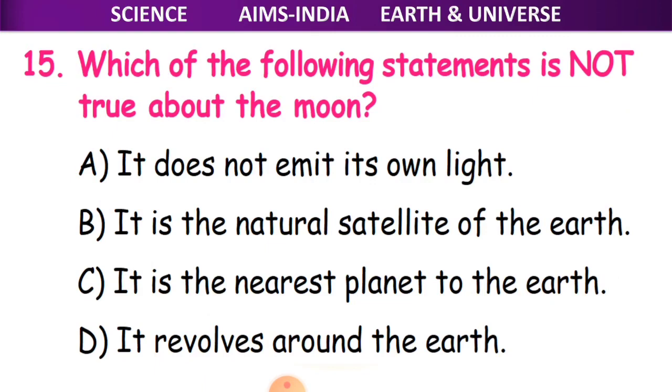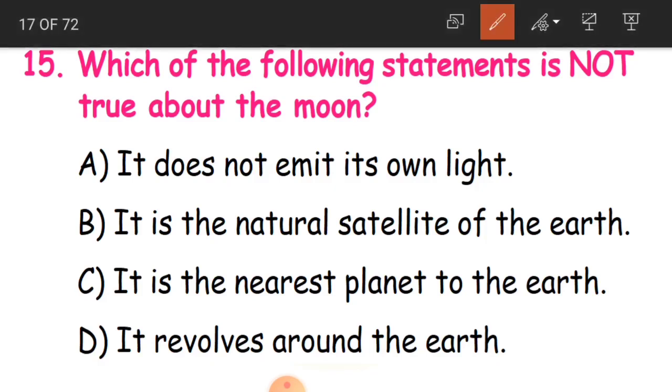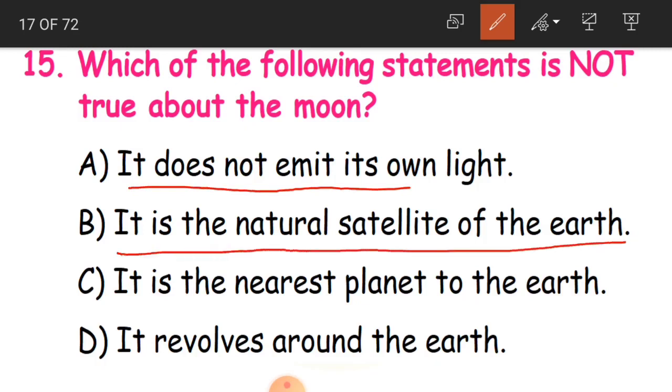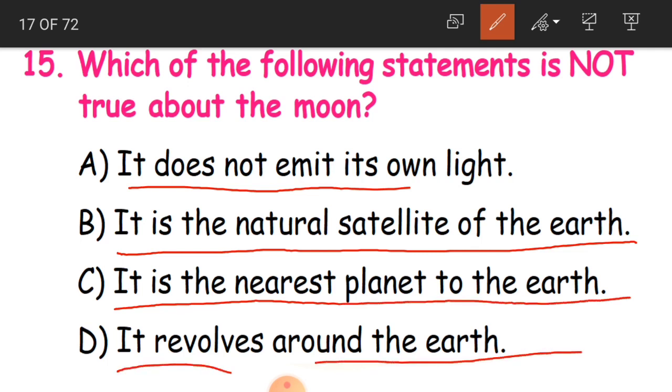15th question. Which of the following statements is not true about the moon? Okay. So A is, it does not emit its own light. B is, it is the natural satellite of the earth. C is, it is the nearest planet to the earth. And D, it revolves around the earth. So which is not true we have to identify, and that is C.